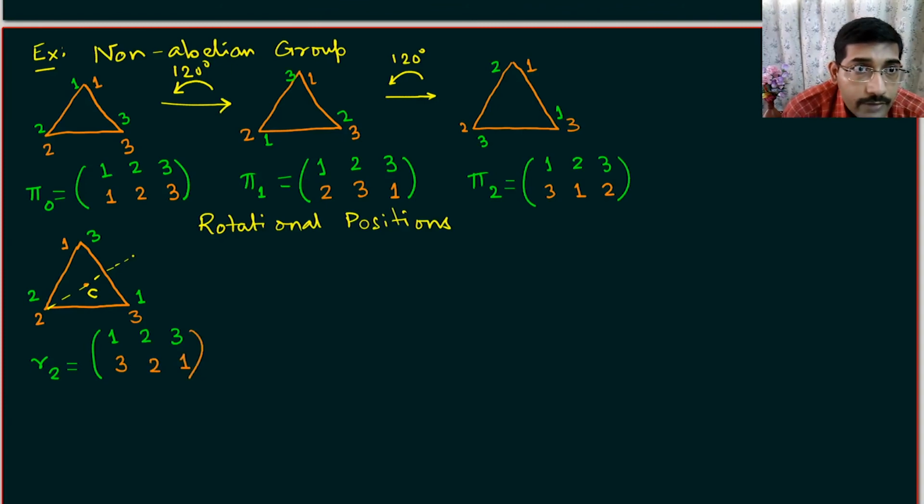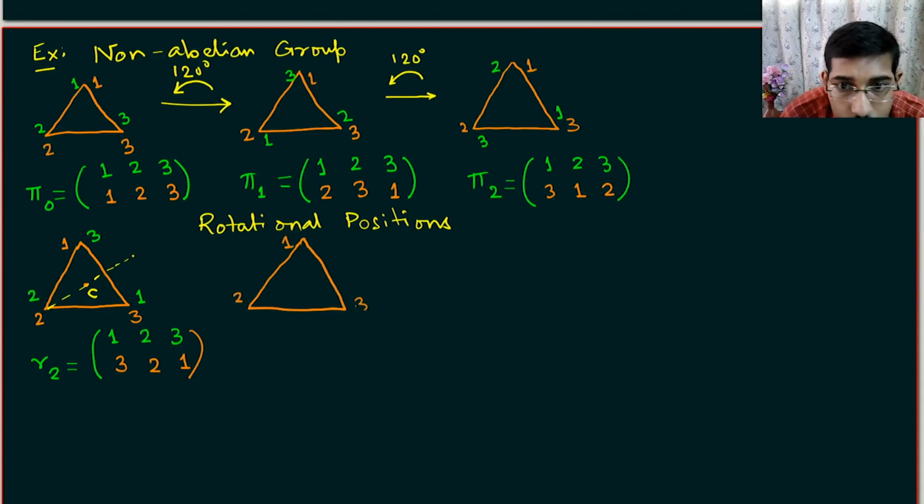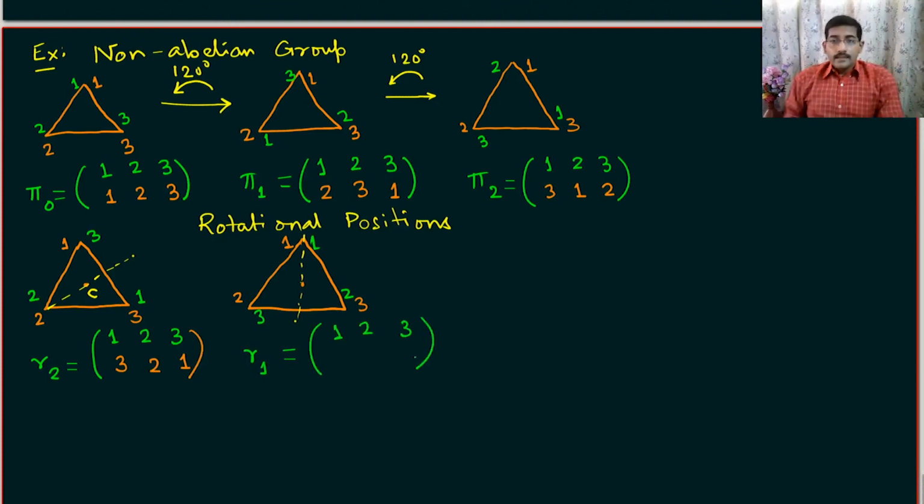Similarly, if you give another reflection, let's say this triangle, this is your position 1, this is 2, this is 3, this is your center, and now you give a reflection with respect to 1. Then point 3 will be reflected here, 2 will be here, 1 will remain here. So your reflection with respect to point 1 has positions: 1 at position 1, 2 at position 3, 3 at position 2.